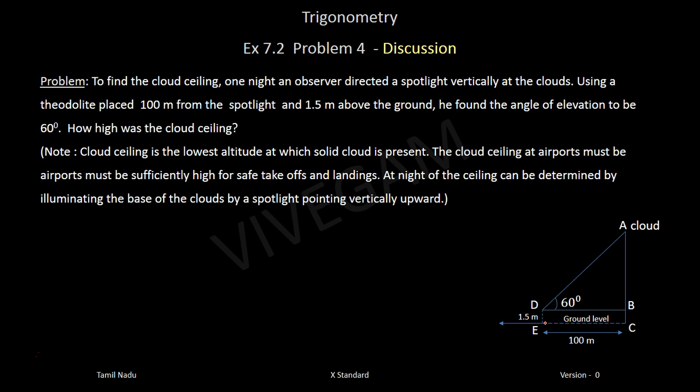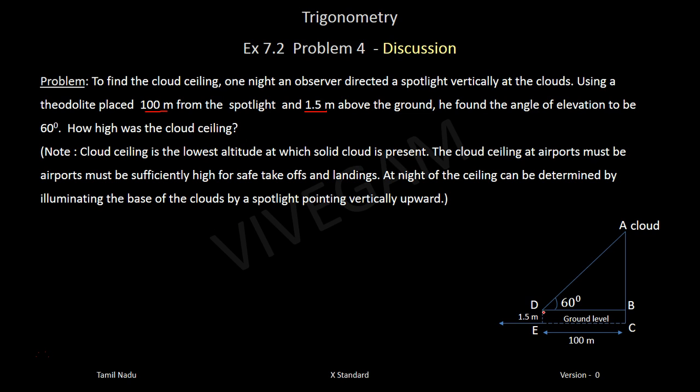Now let's go through step by step. Okay, let's mark what is given. The theodolite is placed 100 meters from the spotlight, and it is 1.5 meters above the ground. See, that's what I'm saying. This is a spotlight, so it's placed 100 meters away, and this is 1.5 meters above the ground level. He found the angle of elevation to be 60 degrees.